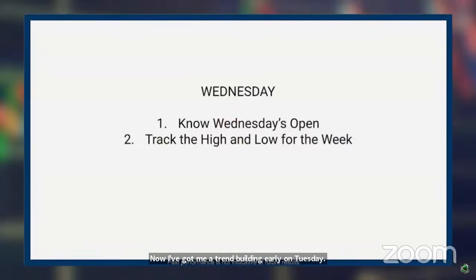Wednesday comes around, I do the same process. I find out Wednesday's open. What time? 9:30. Track the high and low during that day, compare it to Monday and Tuesday's high and low, where we started on the week. So I've got the open, high, and low at the end of the day on Wednesday.